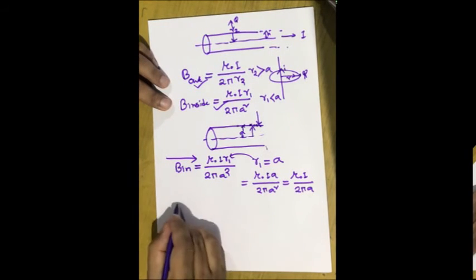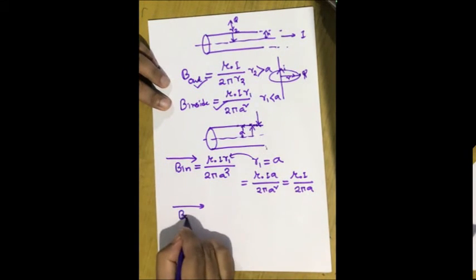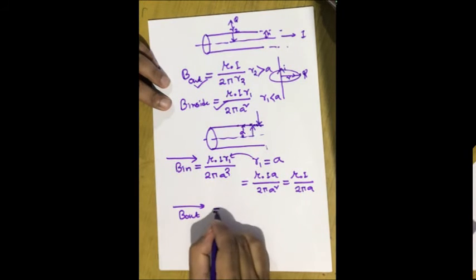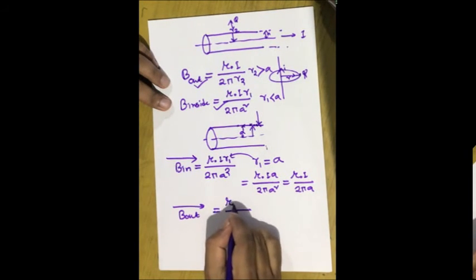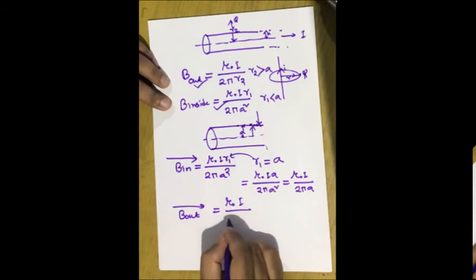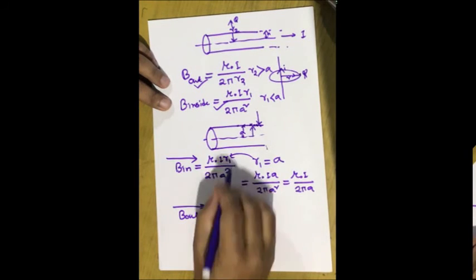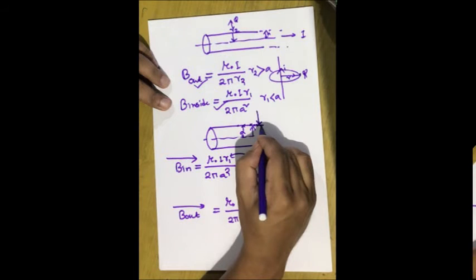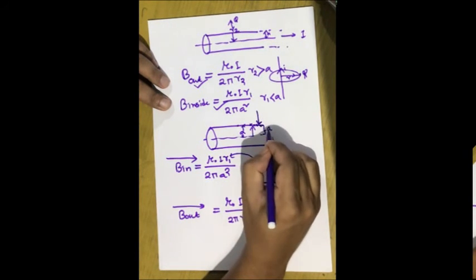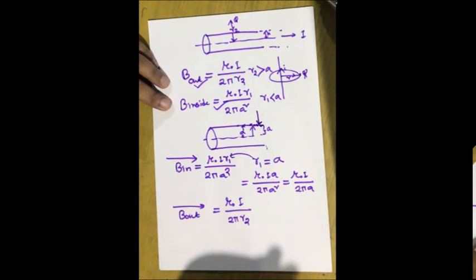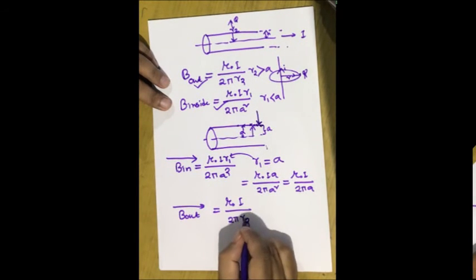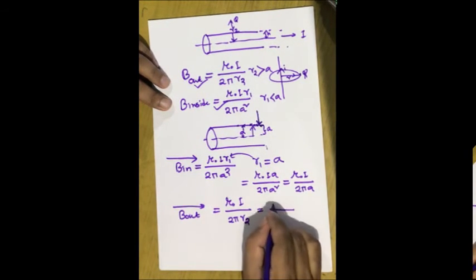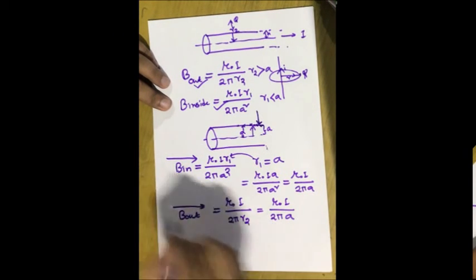Now let's approach from outside of the wire. The value of magnetic field at outside is mu naught I divided by twice pi into R2. When we approach from outside and it reaches the surface of the wire, then the distance from center will be equal to again A, because the radius of the wire is A. So in this case R2 will be equal to A. So what we will get? Mu naught into I divided by twice pi A.